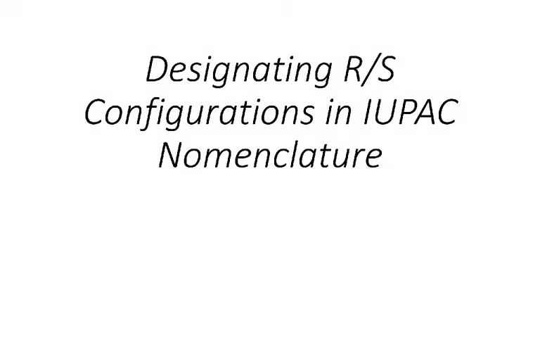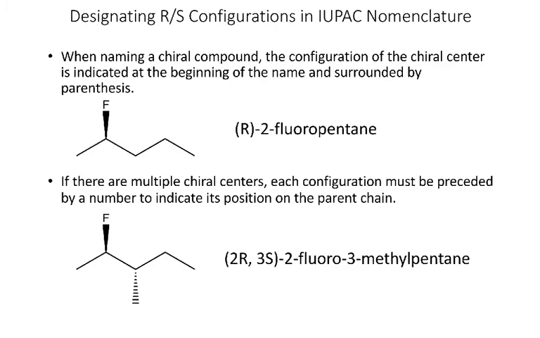Very often when naming chiral compounds, it's important to indicate what configuration the molecule is. And so we're going to talk about that specifically in this video. The naming of chiral compounds is very much the same as naming non-chiral compounds. It's just that when we're naming it, we add the configuration of the chiral center to the beginning of the name, and we put that in parentheses.